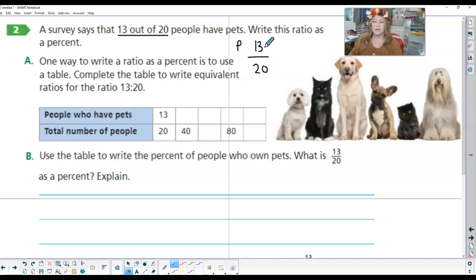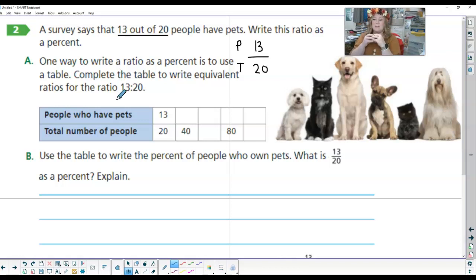So these are the people that like pets, and this is the total people they asked. Our total is always going to go on the bottom for these percentages. So here's my part, here's my total. One way to write a ratio as a percent is to use a table, just like we learned about with ratios. A ratio is a percent, that's it. And a ratio is also a fraction.